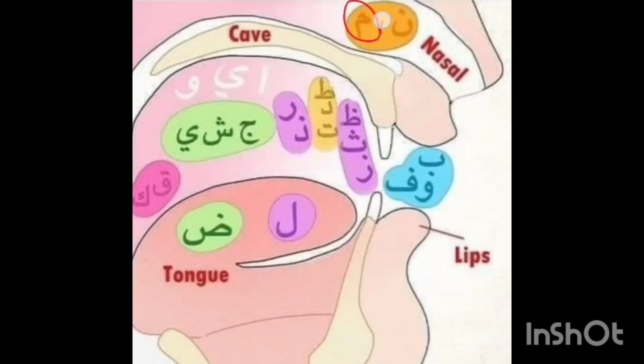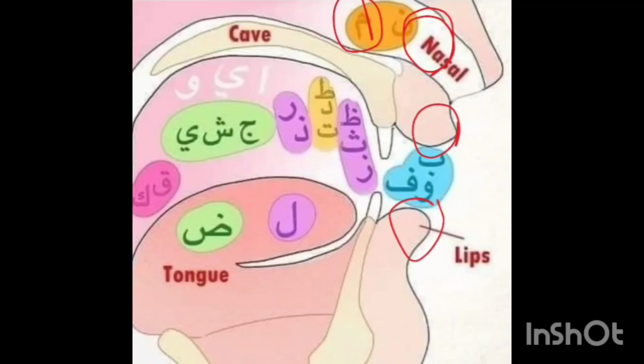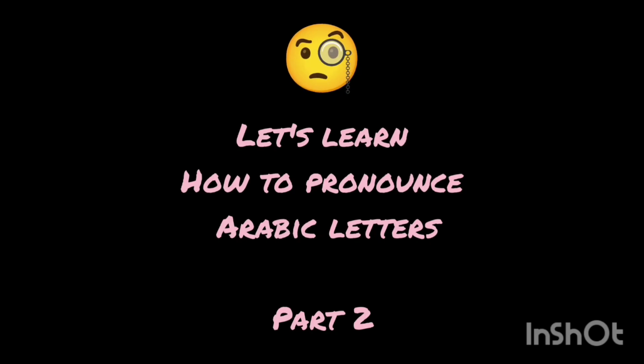The letter Mim also has two مخارج: your nasal and your lips. To pronounce Mim correctly, you have to feel the air here from your nasal, but also press your lips together to meet at the middle. So you say Mim, Mim. Try it out to see if you pronounce it correctly. Let's learn how to pronounce Arabic letters part 2.